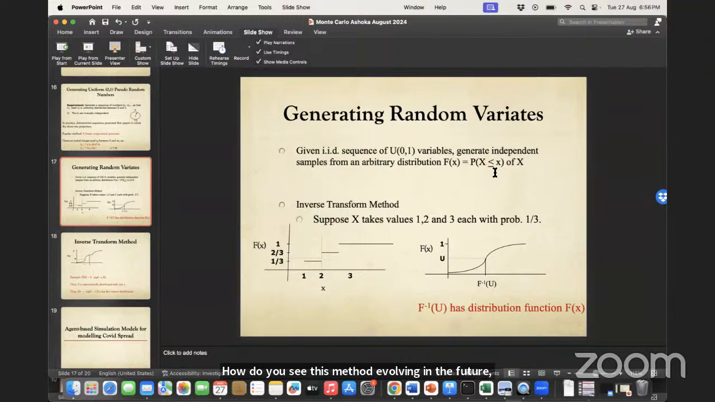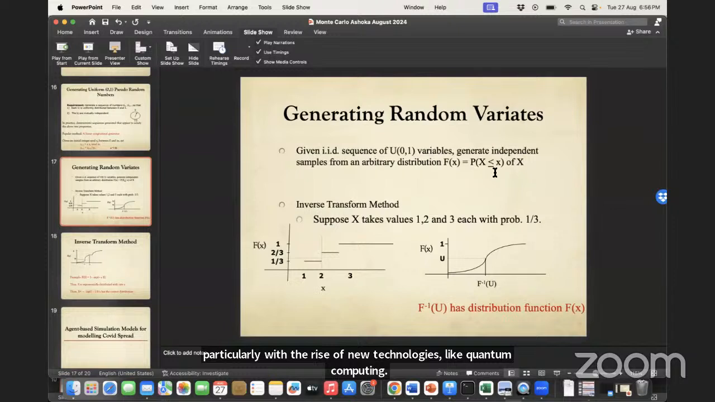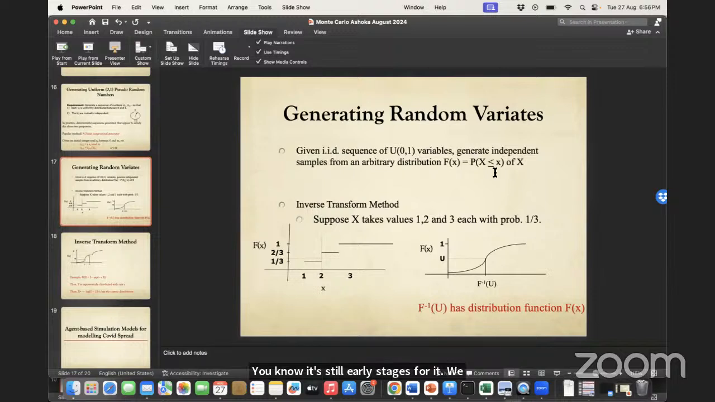Right. Well, quantum computing is still very far. It's still early stages for it. We can only solve some very specific problems. So let's put a hold on that one. It's not clear where quantum computing will be 10 years or 20 years from now.